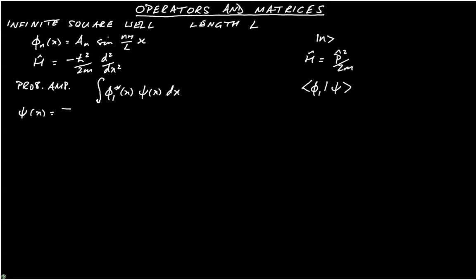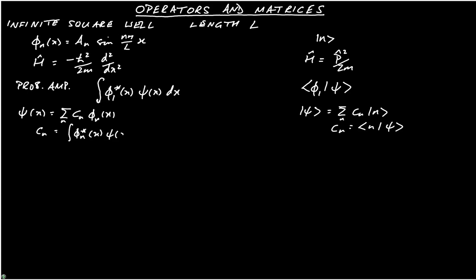Which we're going to represent as a sum over eigenstates Cn phi n of x. It's very similar in Dirac notation. You have ket psi is equal to the sum over n of Cn ket n, where of course Cn is given by bra n ket psi, and in our position representation Cn is just the generalization of what we've already written, integral phi n star of x psi of x dx. Now that's a comparison, there's nothing particularly exciting about that.